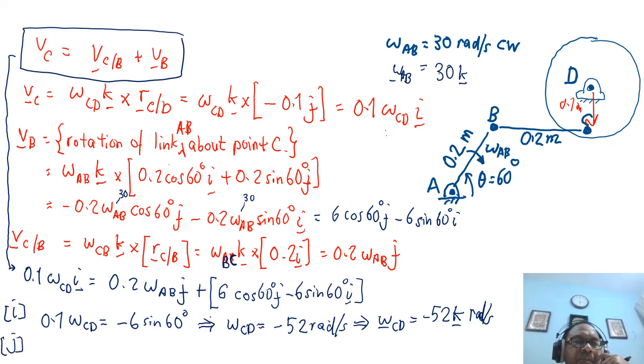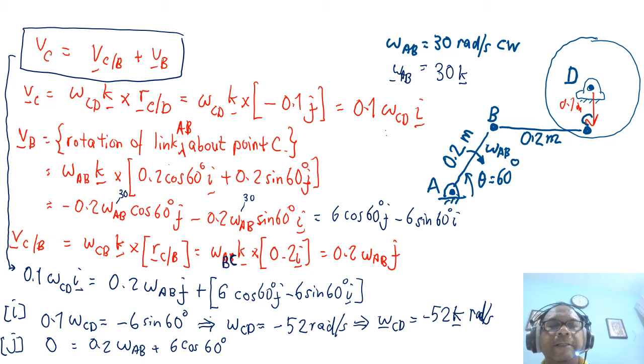Similarly, if we do the J part, it is 0 equals 0.2 omega BC plus 6 cos 60 degrees. Sorry, I've got to correct this, this is omega BC. So we will find that omega BC equals minus 15 radian per second.